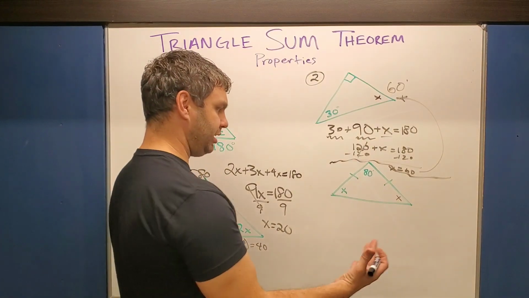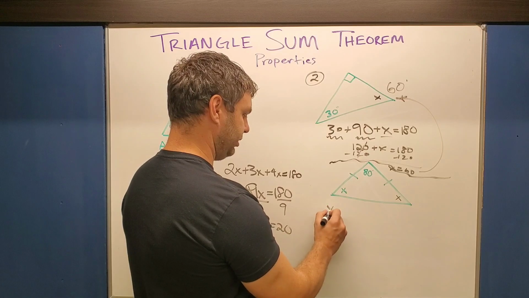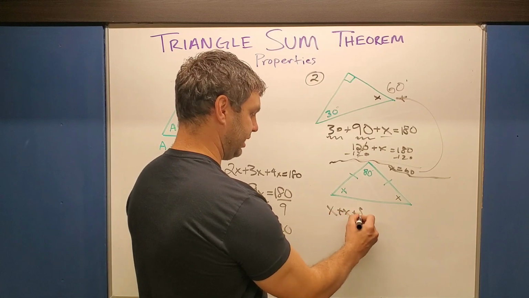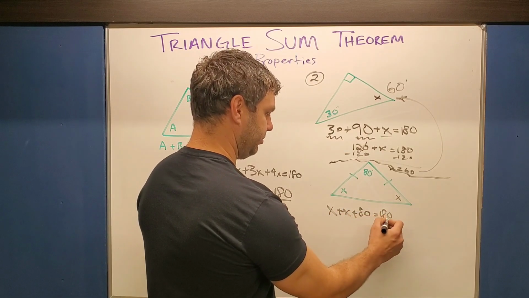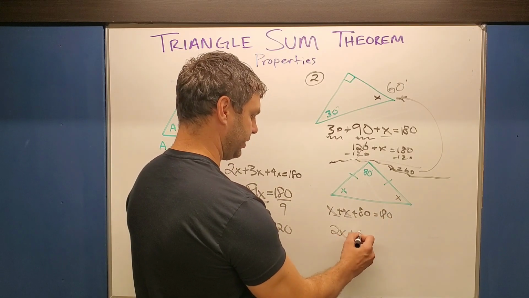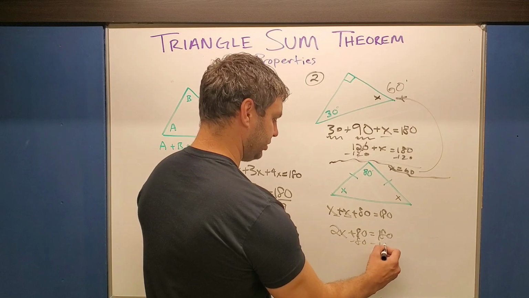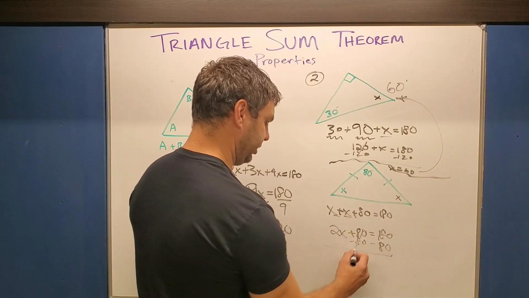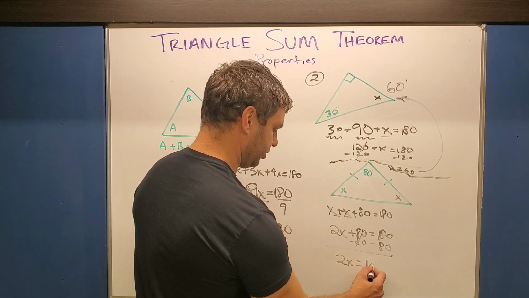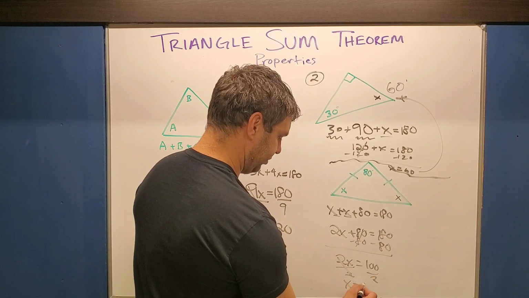And if I use that fact to my advantage, I can say x plus 80 equals 180. X plus 80 equals 180. And you might be able to do this one in your head, but x plus x, of course, is 2x plus 80 equals 180. Subtract the 80 over. What's 180 minus 80? Well, that's just 100. So now 2x equals 100. If I divide by 2, then x equals 50.